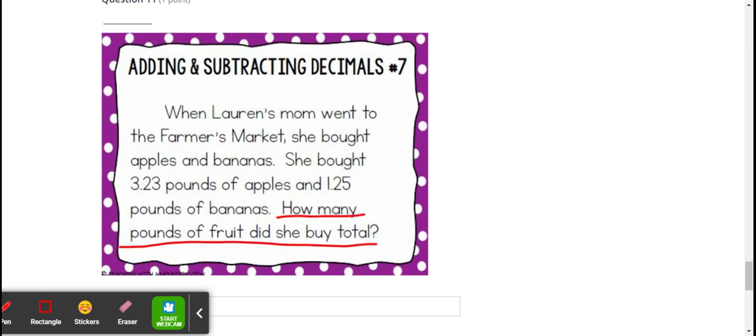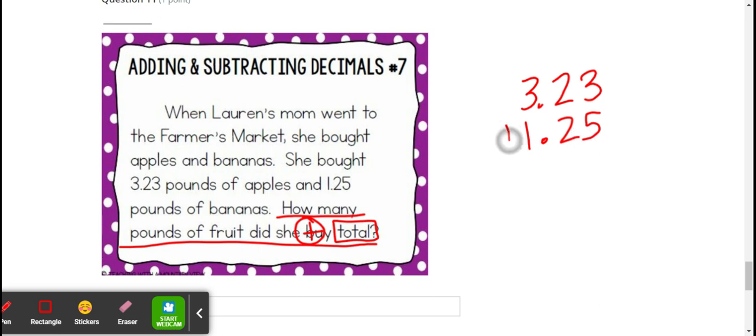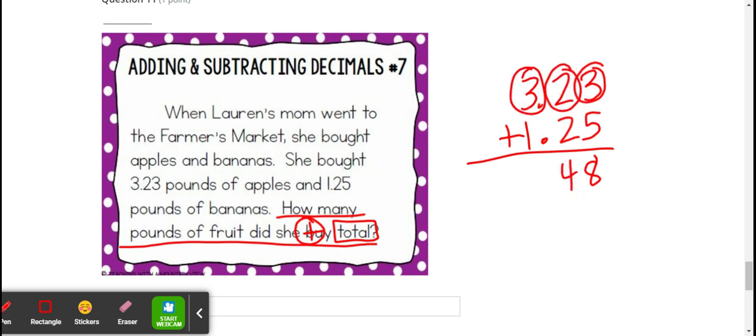How many pounds of fruit did she buy in total? Total means we're going to add up all of it. 3.23 and 1.25. Line up your decimals, add them up to find the total. 3 plus 5 is 8. 2 plus 2 is 4. 3 plus 1 is 4. So it looks like it's 4 pounds and 48 hundredths.